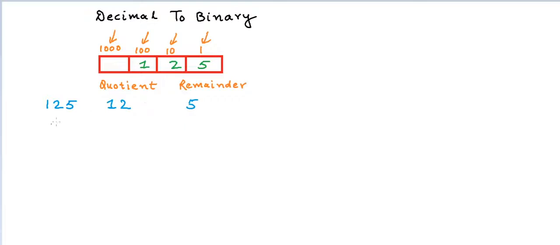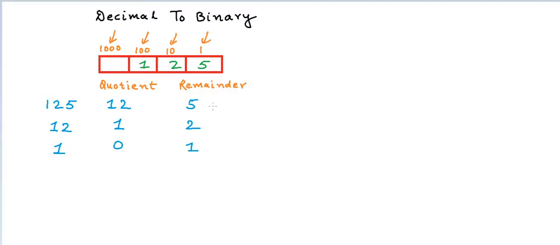And if I pick up 12 tens, then again division by 10 gives us 1 as quotient, which is the number of hundreds, and 2 as remainder, which is the number of remaining tens. Now dividing 1 by 10 gives us 0, which is the number of thousands, and again 1 in the remainder, which is the number of hundreds.